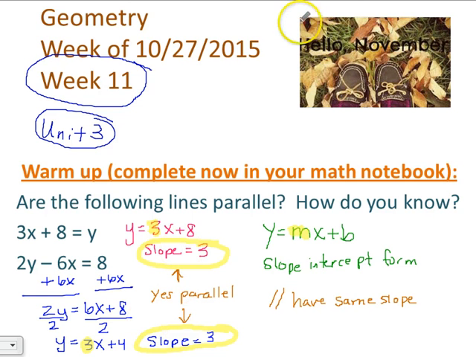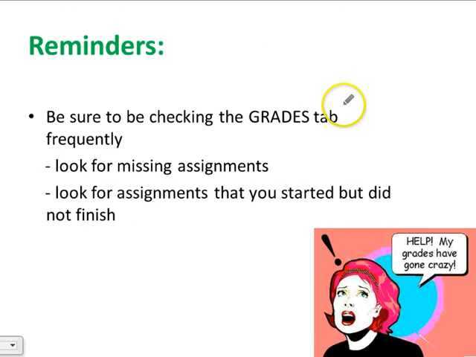So I'm going to go on to the next slide. If you need more time with this slide, go ahead and click pause. Reminders: make sure that you are checking your grades frequently, just so that you're aware of your overall grade in the class, and then get more specific. Check what your overall grade is, but then look at how you're doing on each individual assignment. Make sure you're looking for missing assignments, look for assignments you started but didn't finish, and get those turned in.